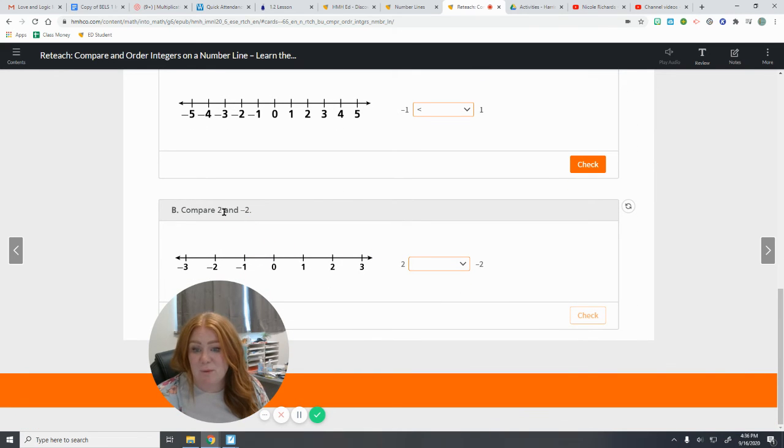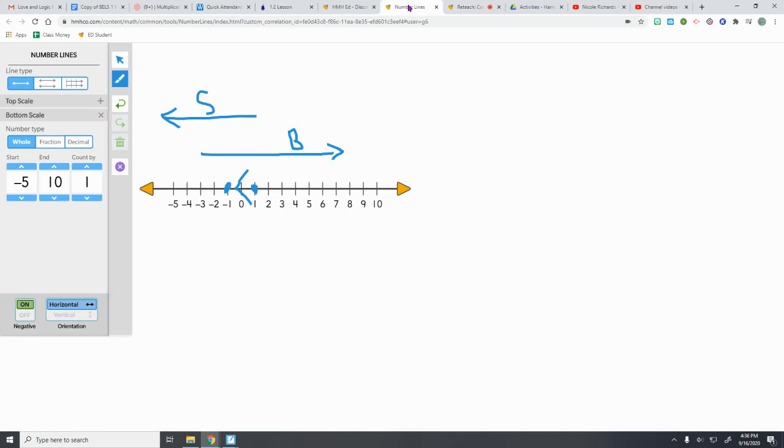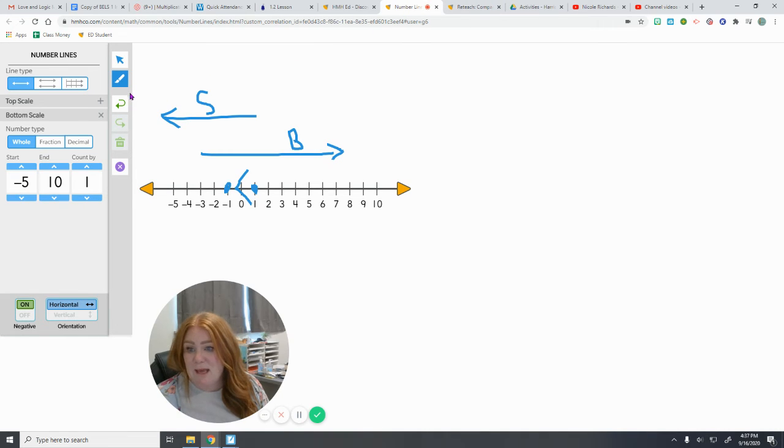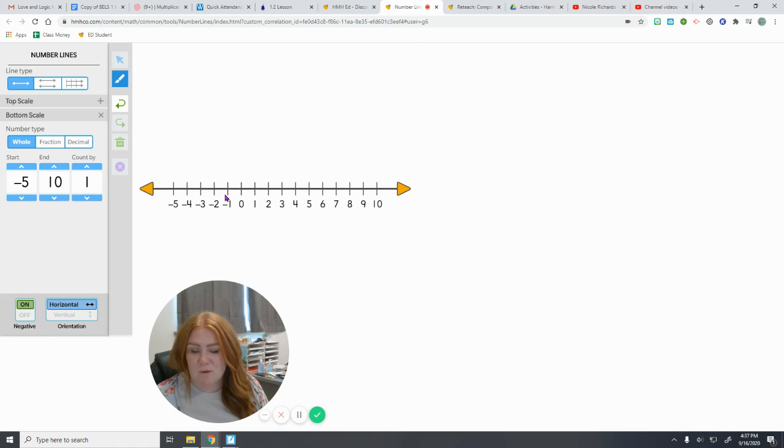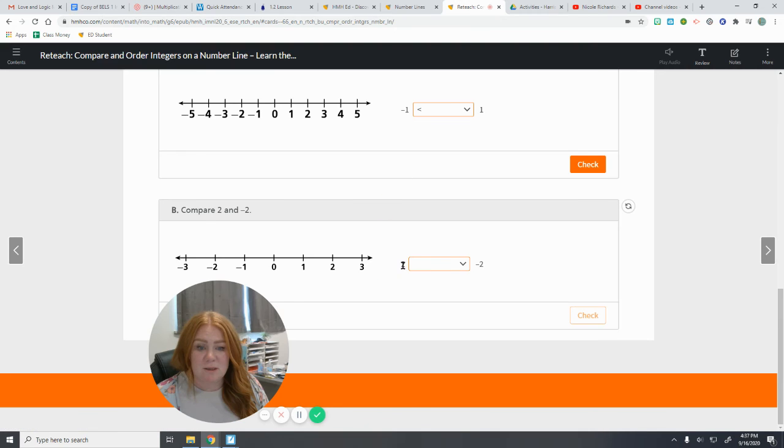We also have 2 and -2. So I'm going to come back to my number line, and I'm still learning how to use this too. We can clear everything. Great, that works. So I need to mark 2 and -2. The farther to the right is larger, so 2 is greater than -2. The little side points to the smaller number.